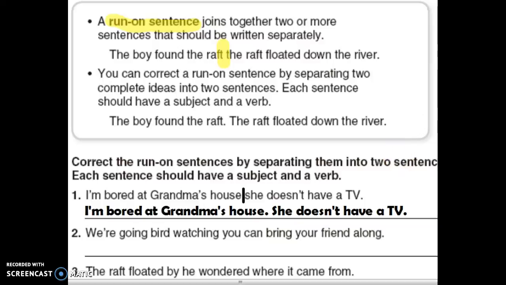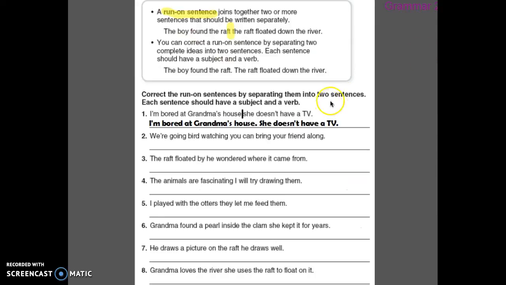All right, I'm going to minimize this a little bit here, and I'm going to read the next sentences to you. You make sure you put a slash on your paper where you hear my voice stop, okay? That way you know where the period needs to go and you need to separate the sentences. Number 2, we're going bird watching. You can bring your friend along. Number 3, the raft floated by. He wondered where it had came from.